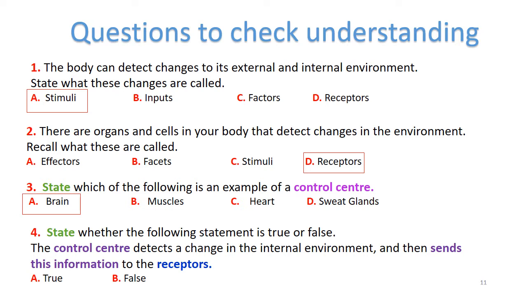Question 4. State whether the following statement is true or false. The control centre detects a change in the internal environment and then sends this information to the receptors. Is it true or false? The answer is false, because the receptors are the ones that detect the changes and send the information to the control centre.